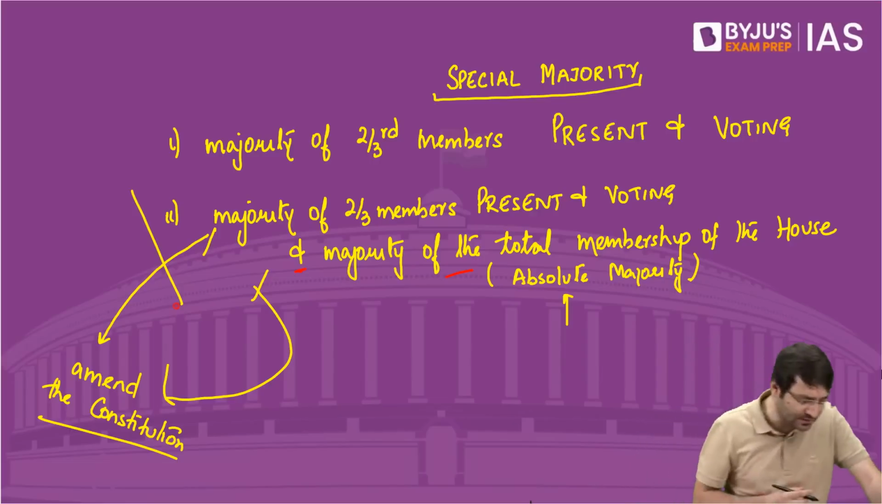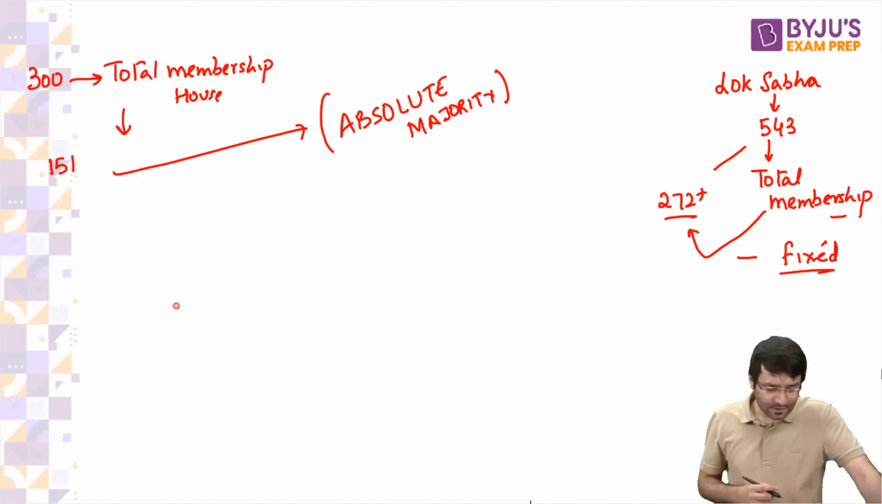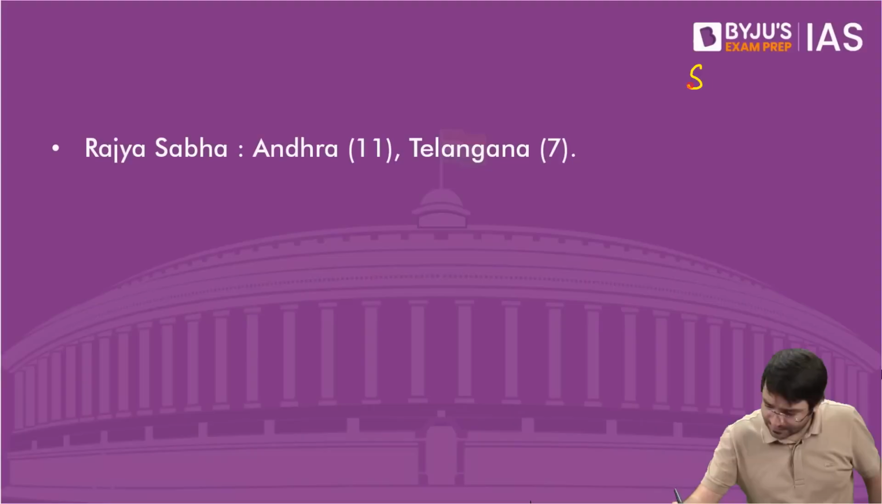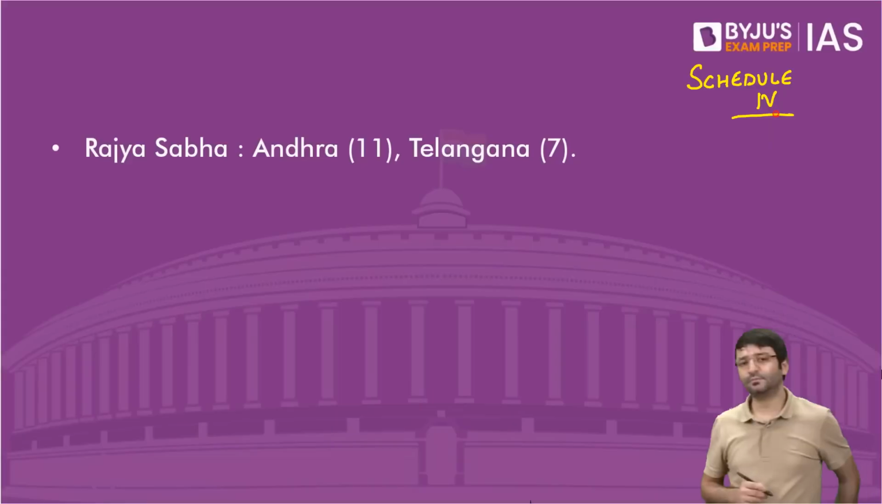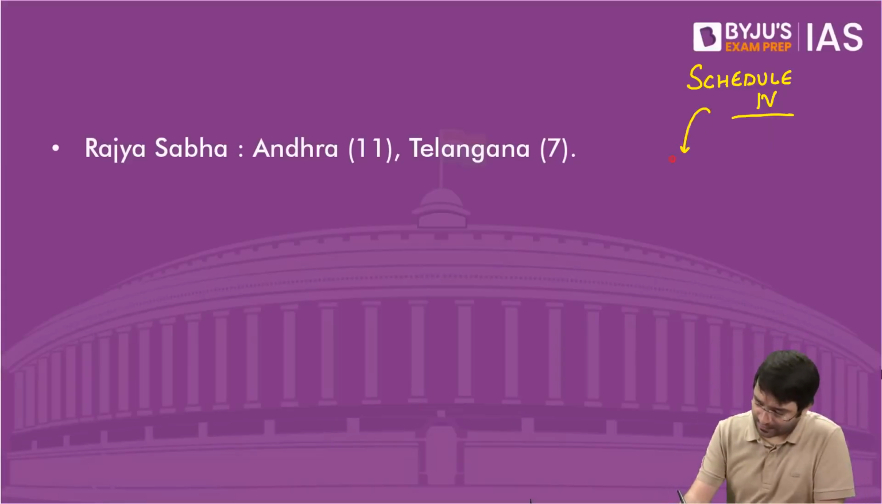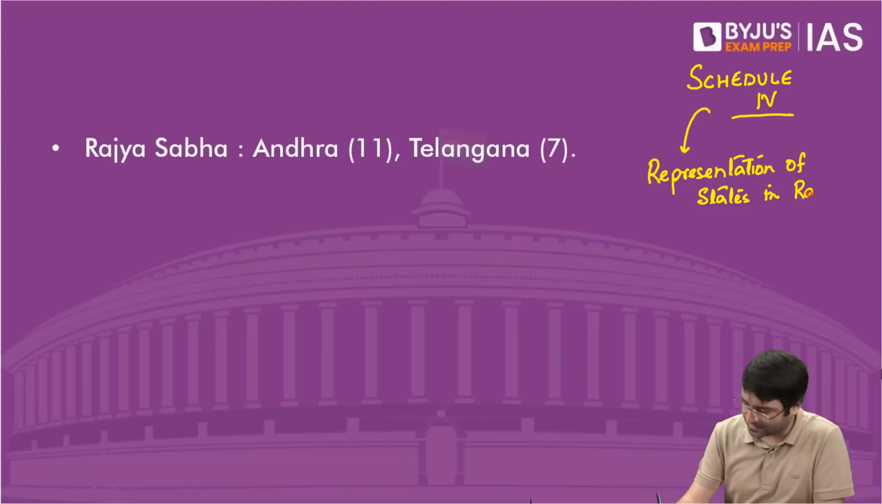Why are we discussing this? Because we have something known as Schedule 4 of the Constitution. What is Schedule 4 of the Constitution? It talks about representation of states in the Rajya Sabha.